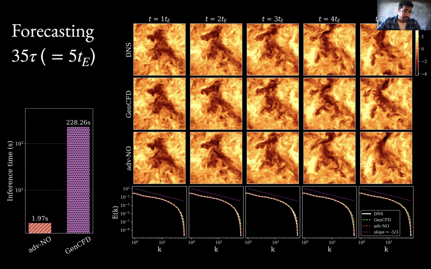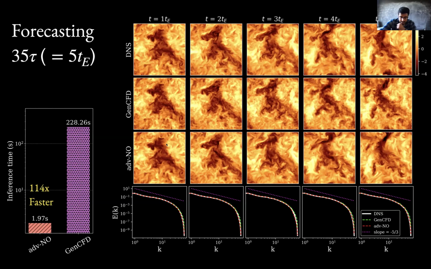We compare the inference time here. To forecast 35 time steps into the future, a trained adversarial neural operator took 1.97 seconds on an H100 GPU. But GenCFD required 228 seconds to do the same forecasting on the same GPU. So the adversarial NO in this case was 114 times faster than GenCFD.